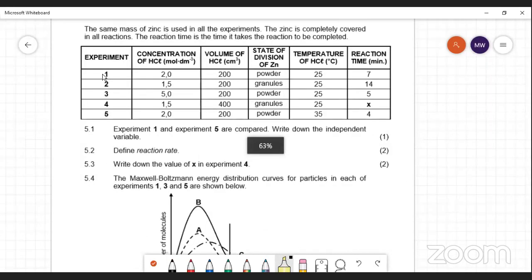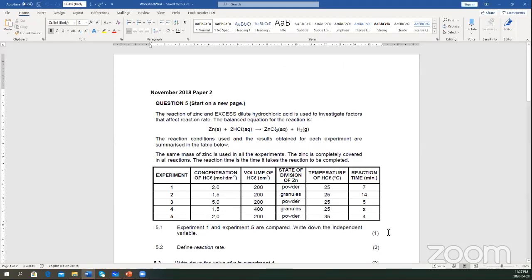So if you look at experiment 1, the concentration for hydrochloric acid is 2 moles per decimeter cubed, and in experiment 5 it is as well. Your volume for hydrochloric acid is 200 centimeters cubed, and it's the same in experiment 5. Your state of zinc is powder, and then your temperature is 25 and 35. So that is your independent variable that has now changed. Okay, so let me just write that.